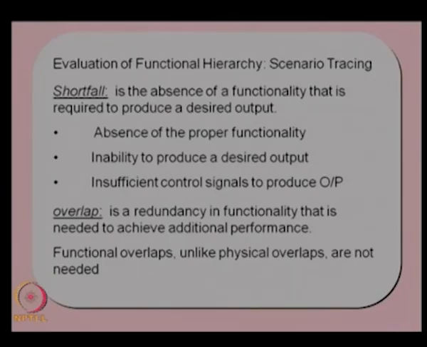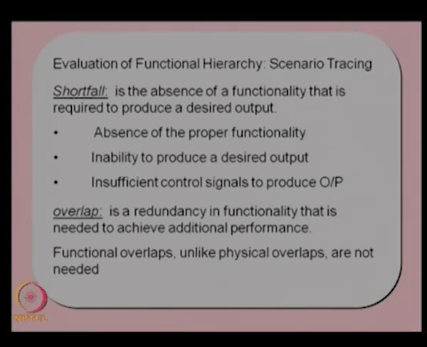So it can be an absence, or it can be an inability to produce an output, or it can be an absence of a control input to produce the output. And there is another one called overlap, which is a redundancy in functionality that is needed to achieve additional performance. So sometimes we provide additional functions which may be redundant and which may not be required at that point or that location. So that also can be identified using scenario tracing.